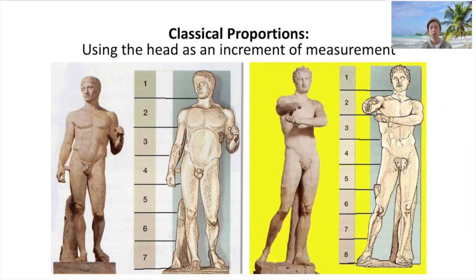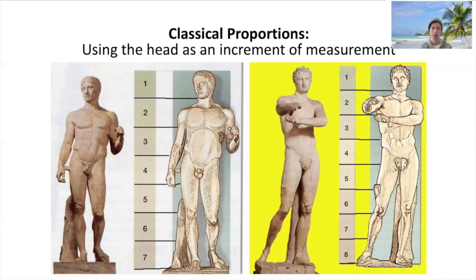Back in ancient Greece, artists developed systems of measurement to find the ideal proportions for the human body. They used the head as an increment of measurement, so they'd say, I believe the ideal human body should be 7 heads tall, on the left, for example. And another guy would come along and say, no, I think the ideal human body should be 8 heads tall. These are the kinds of arguments they had in ancient Greece, apparently. You can see how by adding an additional head, the figure on the right has proportions that are a little bit leaner and elongated.